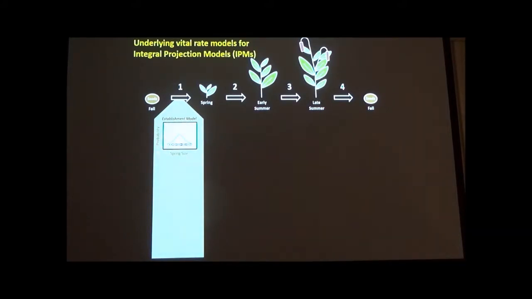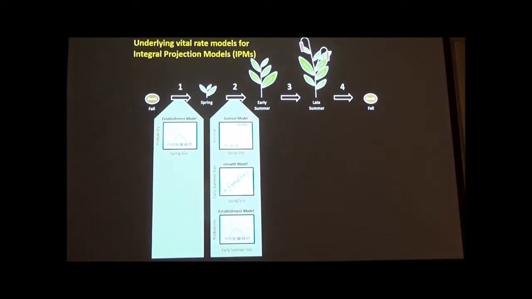In between the fall and the spring, all we see is a distribution of sizes and probabilities of plants coming up. From spring to early summer, we have a lot of things going on. We have survival that's dependent on size. In this case, this is showing larger plants surviving. We have growth, so this is spring size predicting early summer size. So large plants in this case tend to be large. And then we also allowed for some secondary establishment later in the season, which turned out to be not all that important.